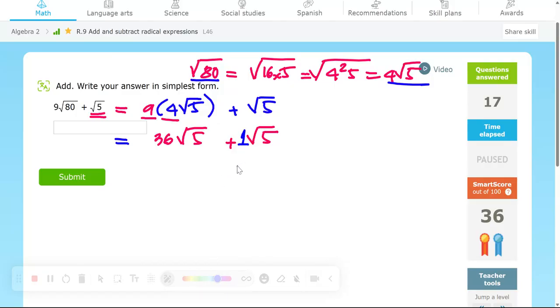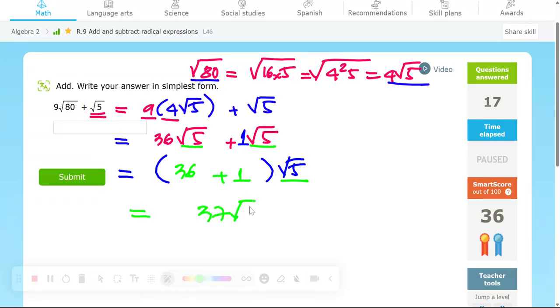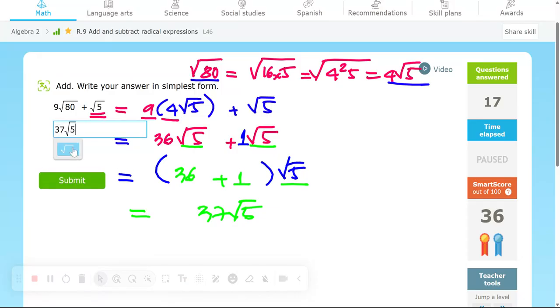Number 1, correct. Okay. So now you can factor out square root of 5 because you have square root of 5 here and square root of 5 here, so you factor it out. So inside you have 36 and then number 1. So together is 37 square root of 5. That's it. Okay. I put it in and now I'm done. 37 square root of 5. Alright? On your handout, you can see square root of 80 is 4 square root of 5. We already went over. On your handout.